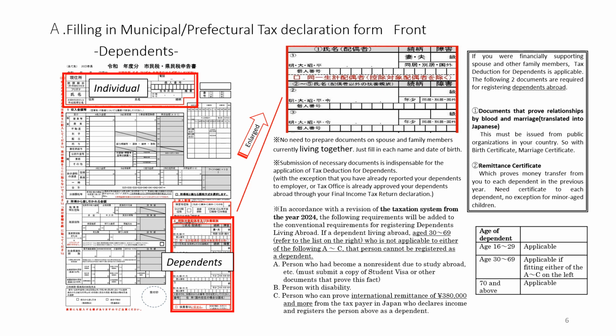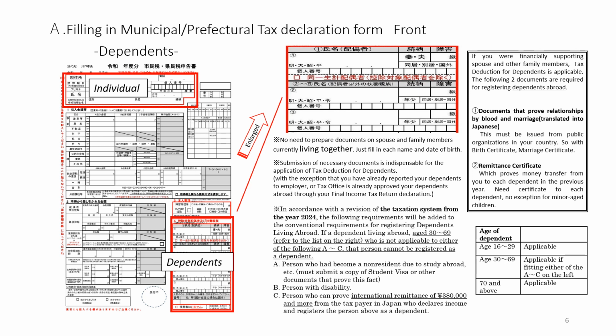In accordance with a revision of the taxation system, requirements for registering dependent living abroad will be added to the conventional ones from the year 2024. A dependent aged 30 to 69 living abroad must submit a certificate of international remittance of 380,000 yen and more sent from the taxpayer in Japan. However, no need to submit the certificate above if a dependent became a non-resident due to study abroad, or a dependent is a disabled person.